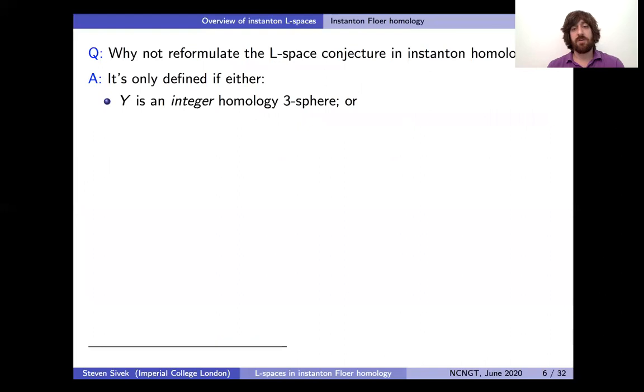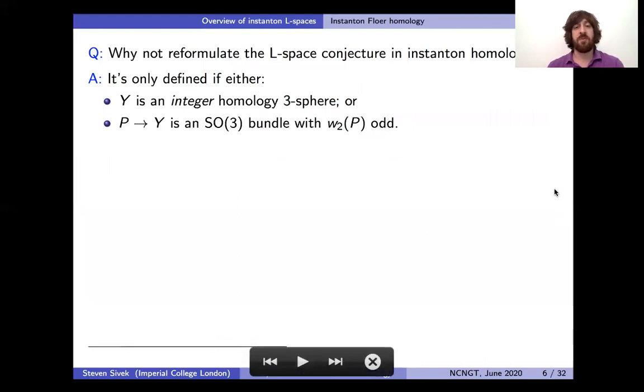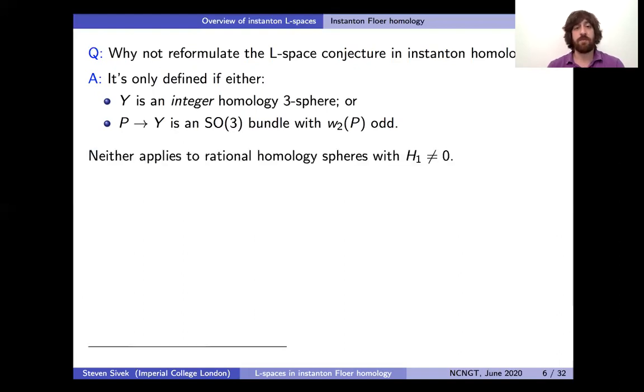Either we have an integer homology 3-sphere, or we have an arbitrary 3-manifold Y, and we take an SO3 bundle P over it with odd second Stiefel-Whitney class. Both of these conditions are there basically to make sure that we don't have any reducible flat connections other than maybe the trivial one, if it's a product. And the reason we need to do that is that reducible flat connections cause problems in defining the chain complex, proving d squared equals 0.